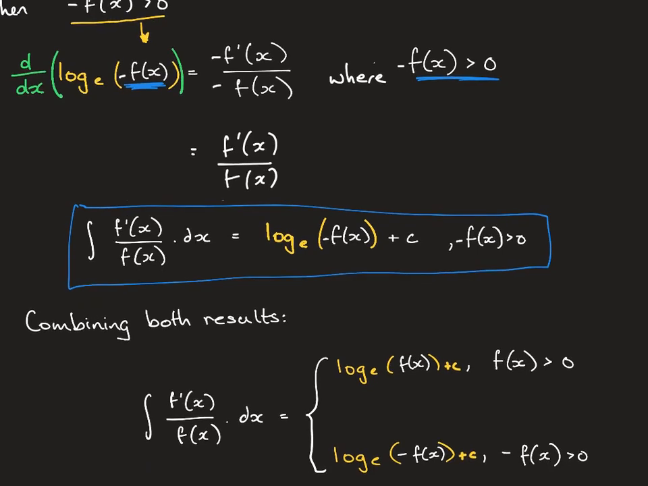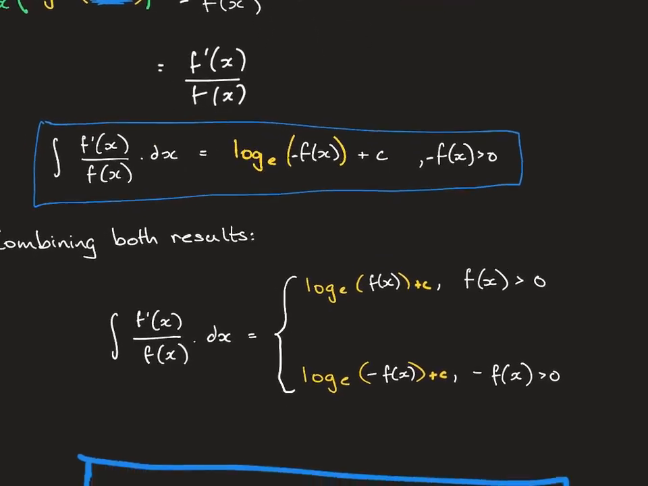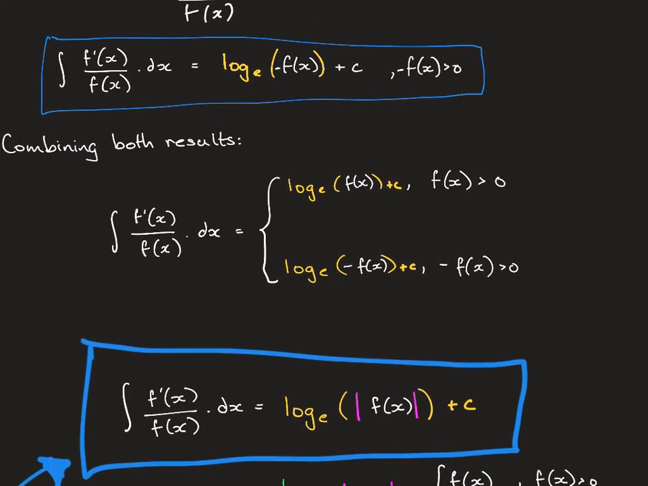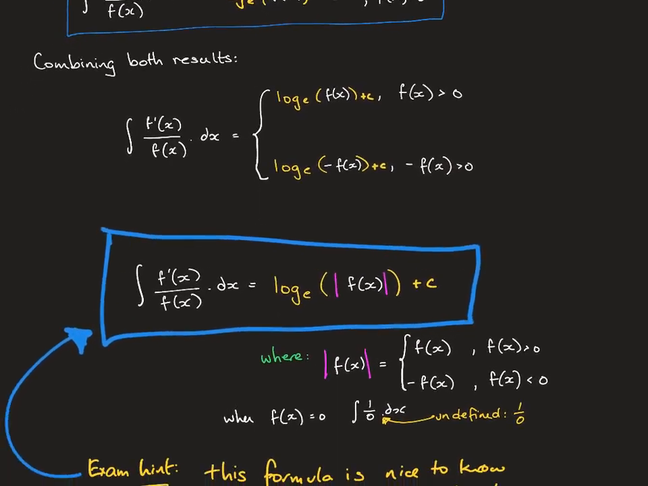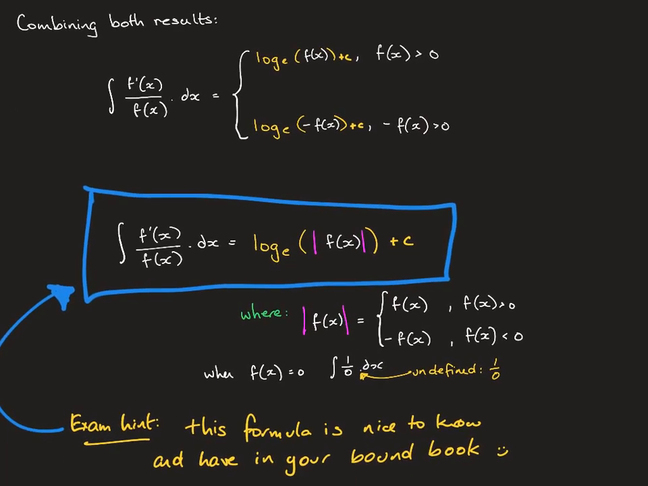You can see that I've got the first function that we had where f(x) was positive, and the second function where f(x) was negative. And then we're going to combine it together. Now, we're going to use the absolute value function. So this is the one that I want you to put in your bound book. It's not in your bound book, and it's not in the textbook, but it's a really nice one to have, because this is the basis for the other two formulas that we're going to get to in a sec.